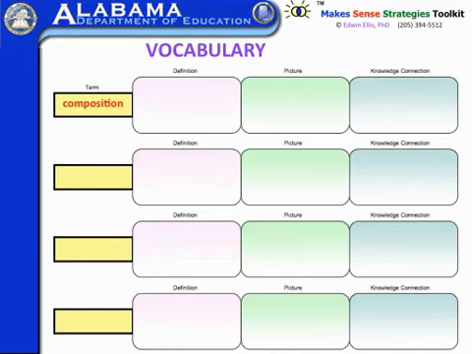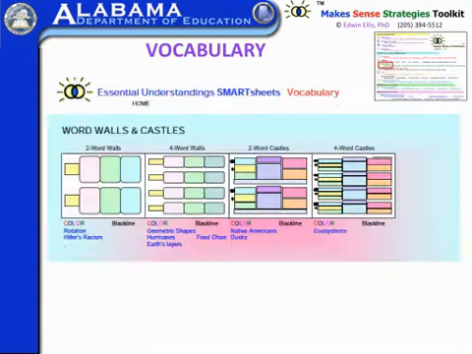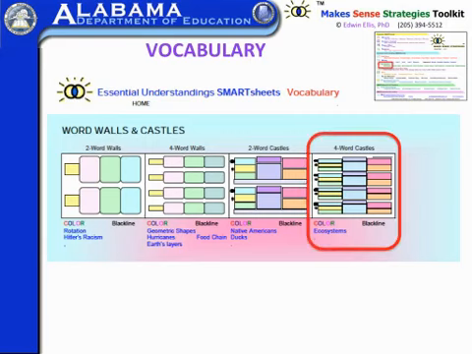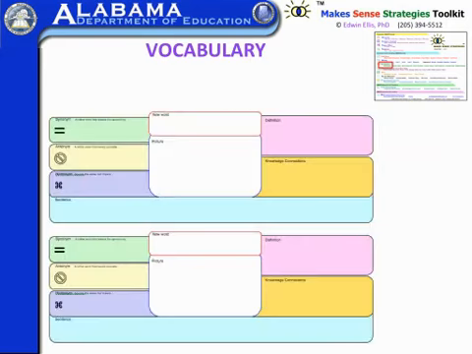So for an example of what that looks like, let's say the words are composition, decomposition, endothermic process, and exothermic process. Word castles has another one. With this one, what you have is the new term, what's its definition, draw a picture that illustrates it, what's a knowledge connection, what's it make you think of, what would be a synonym for the term, what's something else that means essentially the same, what would be the opposite or an antonym, and if there is one, what might be a homonym, and then finally write a sentence using the term.